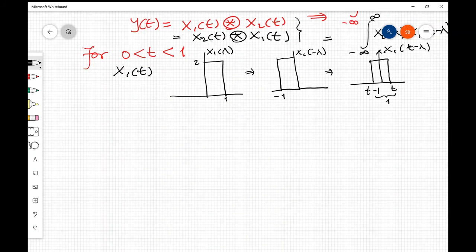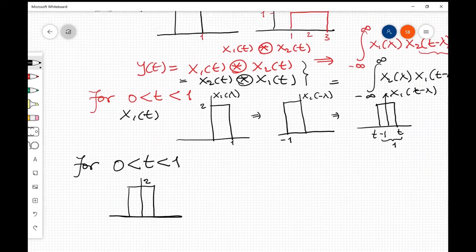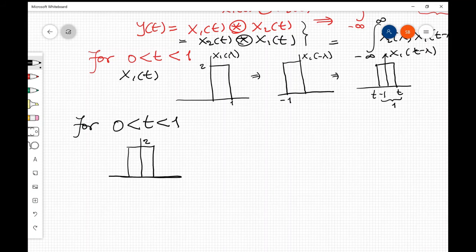If I shift it for t from 0 to 1, what's going to happen? For x1(t minus λ), I have that here, which has a value of 2, and then I have the original red function, x2, which is still at its place, with 1 and 3 and 2 here. Between t minus 1 and t, they don't have anything in common, so if we integrate, it is going to give us 0.